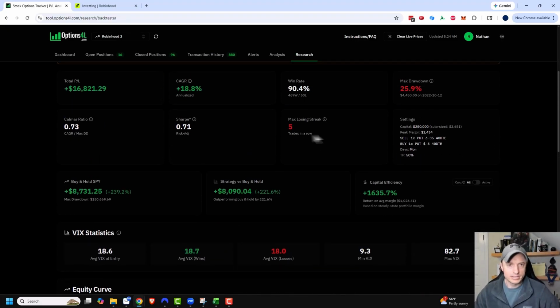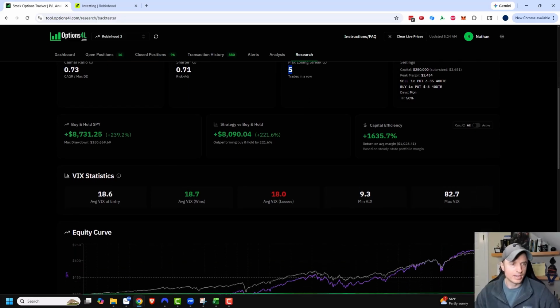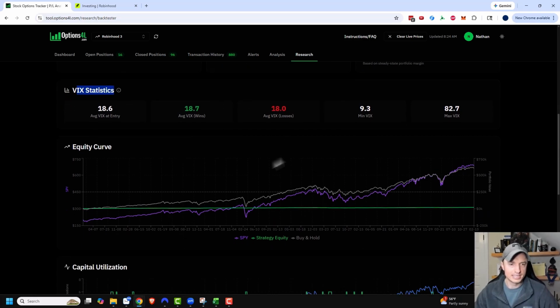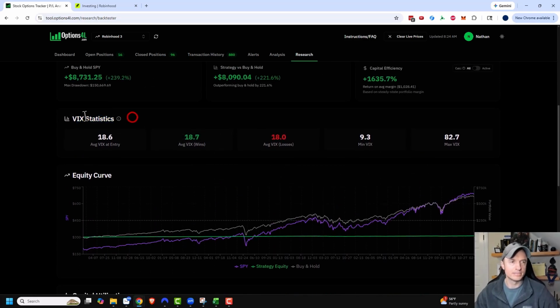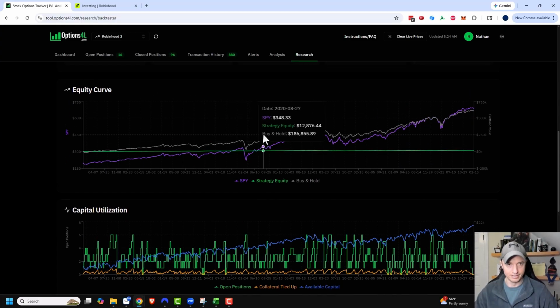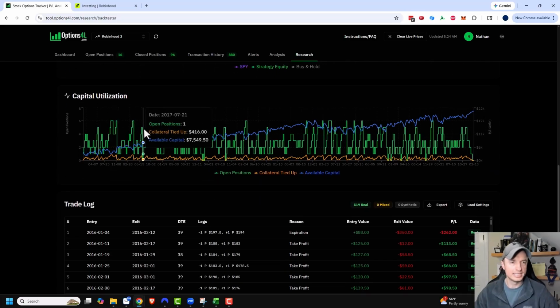So we've seen most of this before. Our max losing streak is 5 in a row. So we lost 5 times in a row one time. And if we come on down here, we can see the comparison of buying and holding SPY. We have our VIX statistics, which we're going to mess with next. We'll mess with the VIX and the simple moving average as well and see if we can improve our results even more. So coming on down here, here's our equity curve right here and our capital utilization right here.